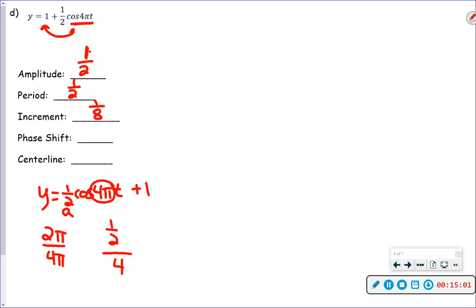Phase shift. We are not adding or subtracting anything to our t, to our variable, so we don't have one. So I'm just going to put none. You could cross it off, whatever. Now, our center line is changing because we have this +1 at the back. That's our vertical shift. So it's going to move it up to 1 or up 1 unit. So here we go.